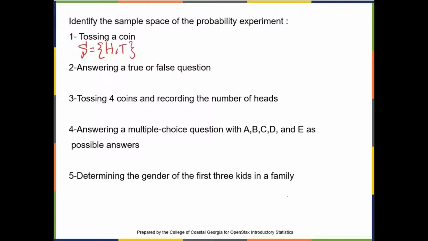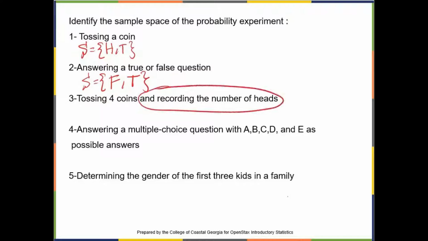The second experiment is answering a true or false question. So the sample space is all of the possible outcomes for that experiment, which is either false or true. The third experiment is tossing 4 coins and recording the number of heads. So here we are interested in how many heads we get. What are the possibilities of getting heads? So in this case, the sample space is going to be either 0 heads or 1 head or 2 heads or 3 heads or 4 heads, since we have 4 coins.